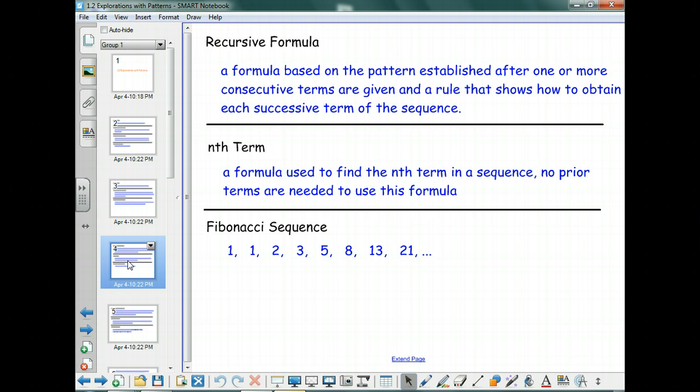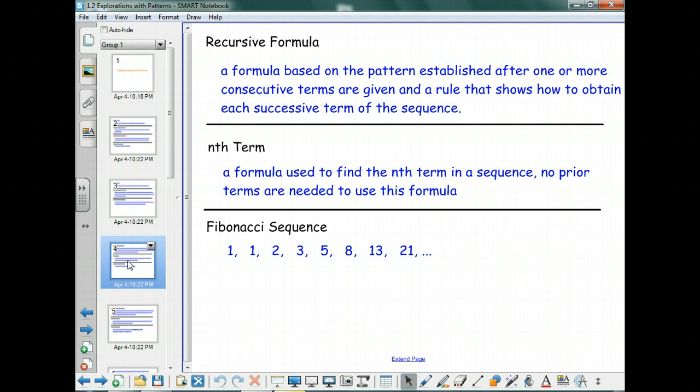This is an interesting one. Has anybody ever heard of Fibonacci? Yeah? He's a mathematician, kind of like Gauss last time we talked about Gauss, and he did some cool stuff with patterns. Fibonacci did as well. Fibonacci sequence. Now take a look at this. It is clearly not add a number and get the next one, right? That'll work.